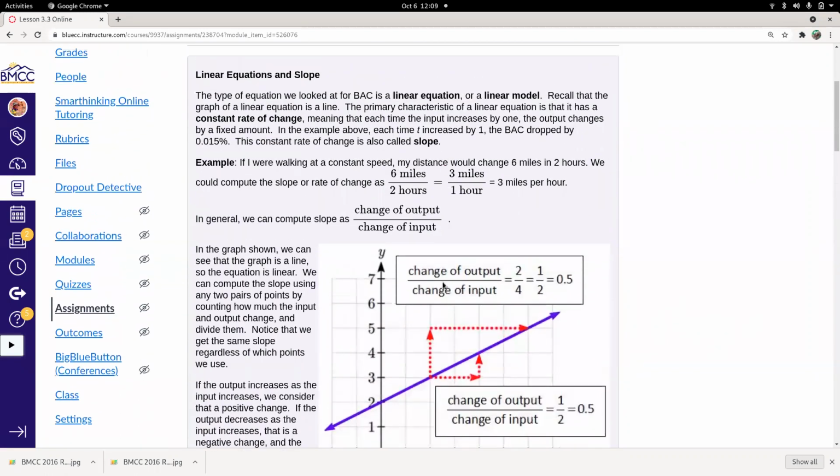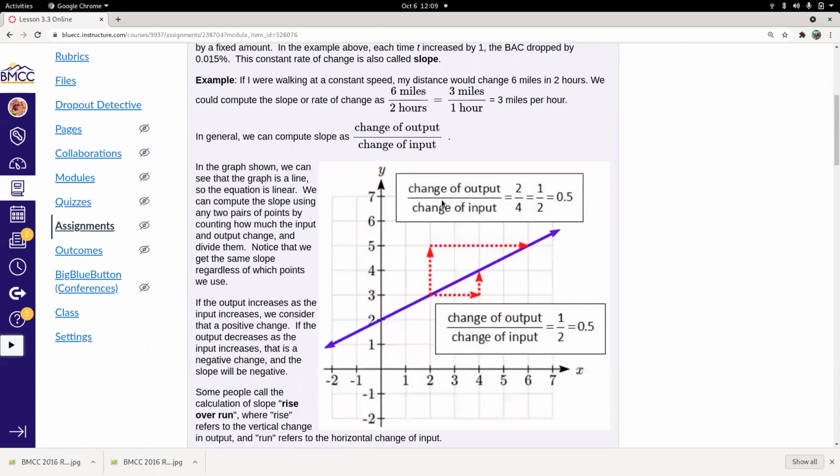The idea of slope as a rate of change: a rate means things are divided, like miles per hour is a rate, right? The speed I drive my car, miles divided by hours, miles per hour. The rate at which the alcohol is metabolized in my blood is going to be percent BAC per hour. And there's lots of other rates out there whenever we do something.